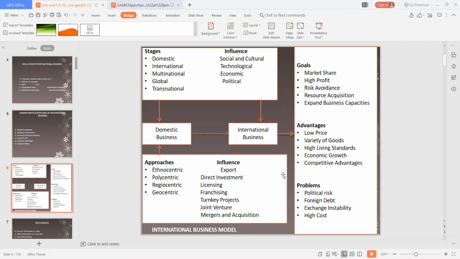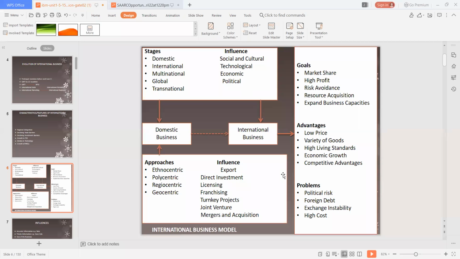Influence: social and cultural, technological, political, and economical. More related to the PEST model, right? You know that in SWOT analysis, PEST analysis, right? It deals with the environment, like international environment, business environment, marketing environment. So all these activities also take place internationally.